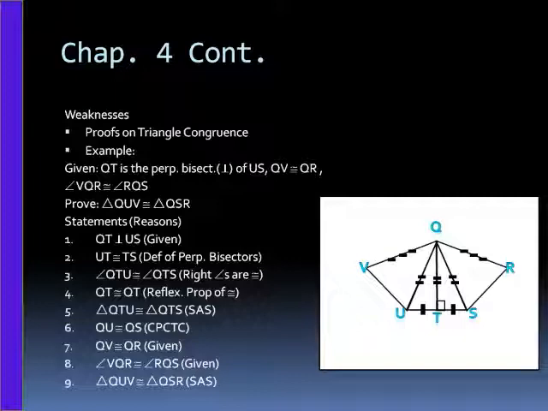6, QU is congruent to QS by CPCTC, which is corresponding parts of congruent triangles are congruent. 7, we have QV is congruent to QR, which is more given statements. So is 8, another given, angle VQR is congruent to angle RQS. And finally, you can prove that triangle QUV is congruent to triangle QSR. Once again, by side angle side or SAS.